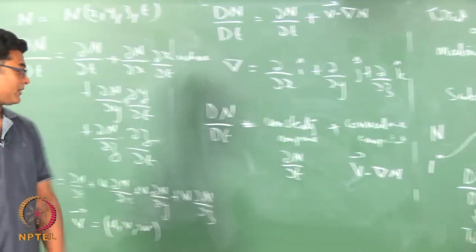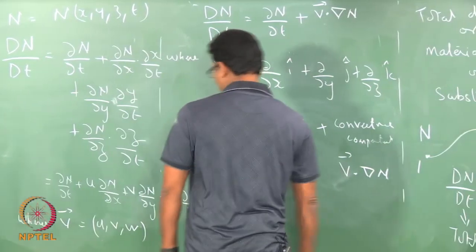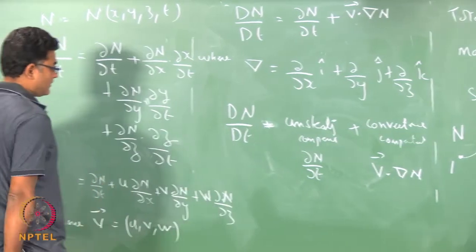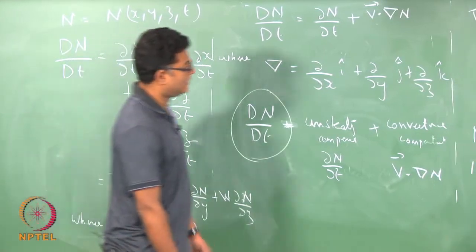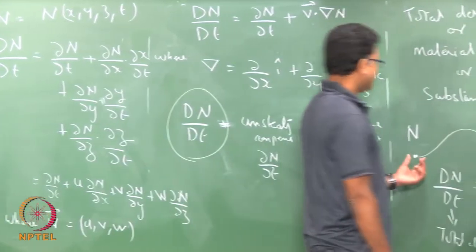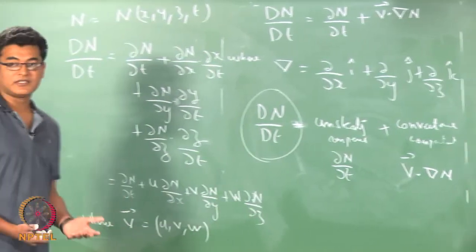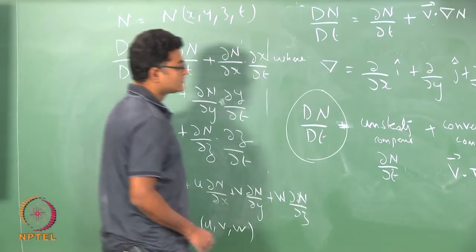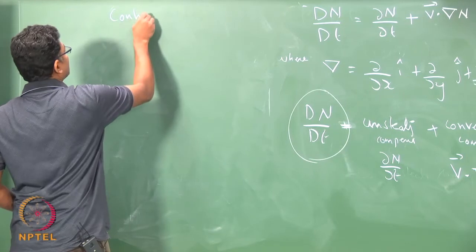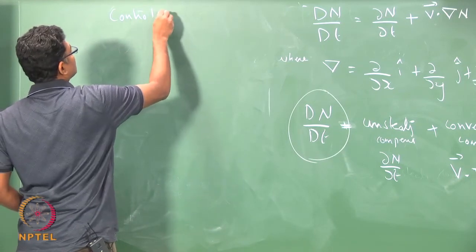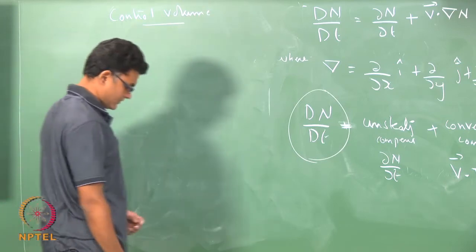So, n can be any property. Okay. Now, we are going to evaluate this property or this derivative, the rate of change of property n for a given control volume. So, let us look at what is a control volume. Okay.